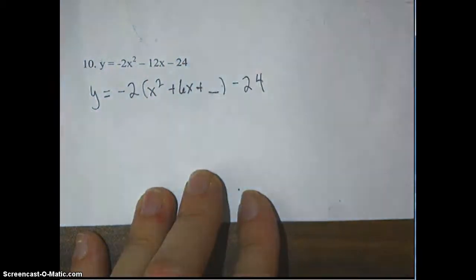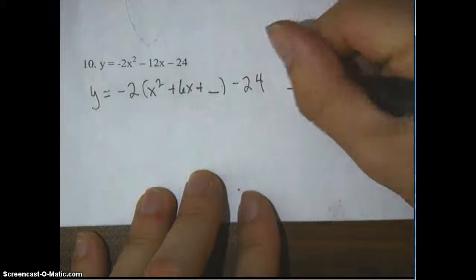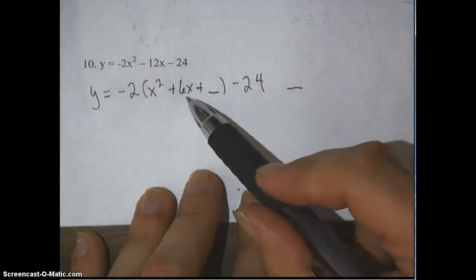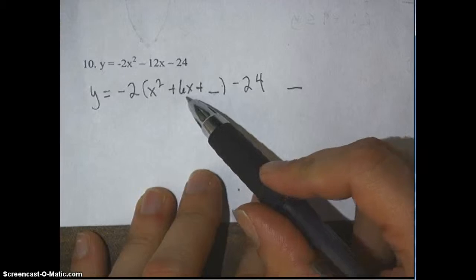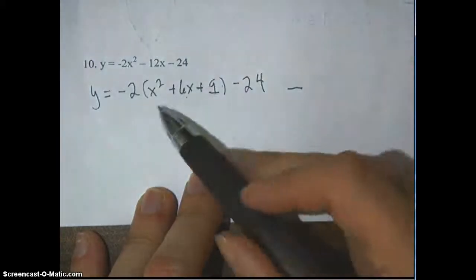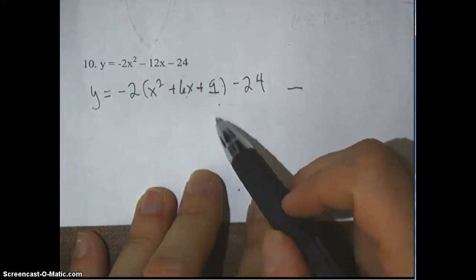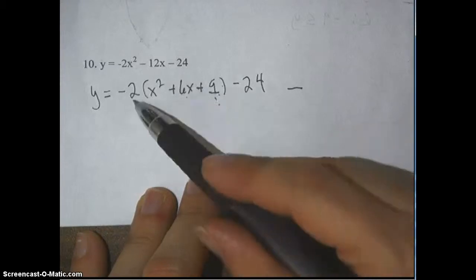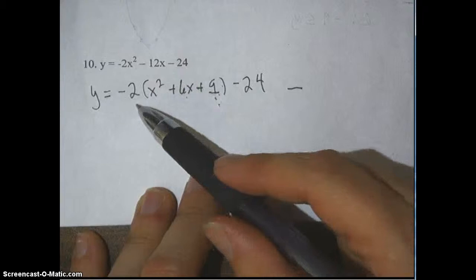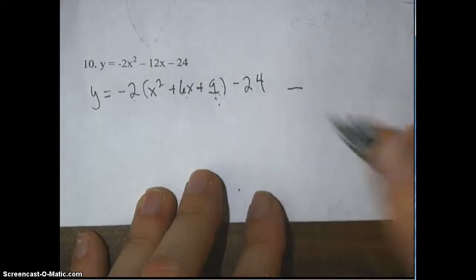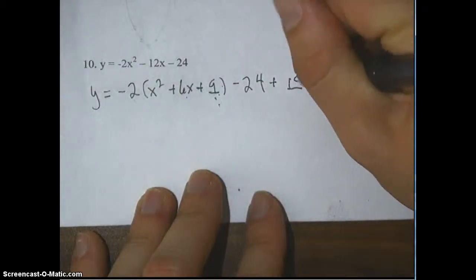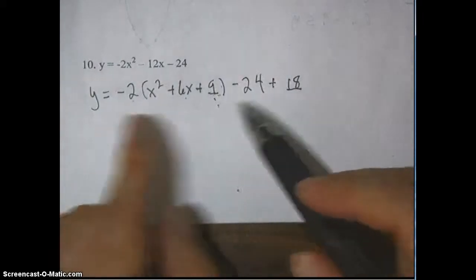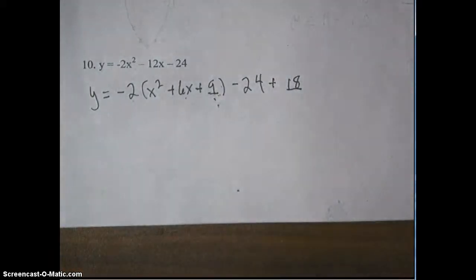Now I know I'm going to add something there, and I'm going to do something out here as well. What am I going to do? Okay, well, half of 6 is 3. 3 squared is 9. That's a perfect square trinomial now. So I added 9 here, but 9 times negative 2, I actually subtracted 18. So to balance that out, I need to add 18. 9 times negative 2 is negative 18. So if you subtract 18, then you have to add 18 to keep it nice and balanced.